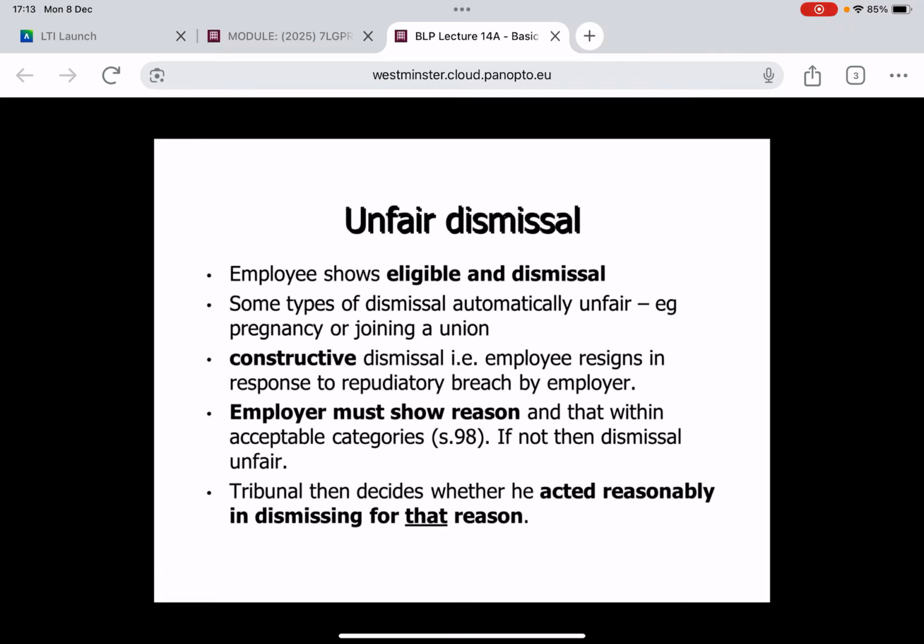If, however, the reason is considered acceptable, this is just the first stage of the test. The tribunal must still go on to consider whether the employee acted reasonably in treating this reason as sufficient for dismissal.